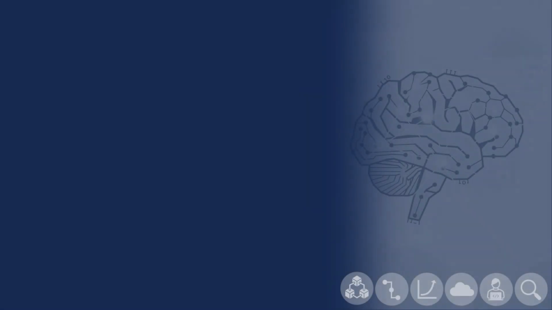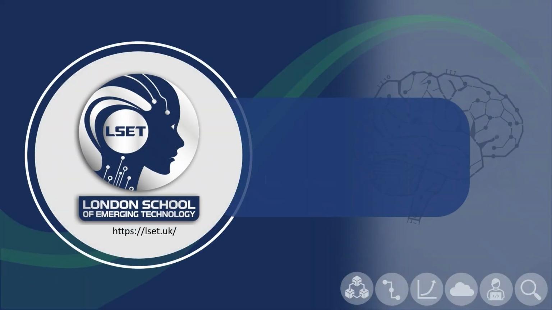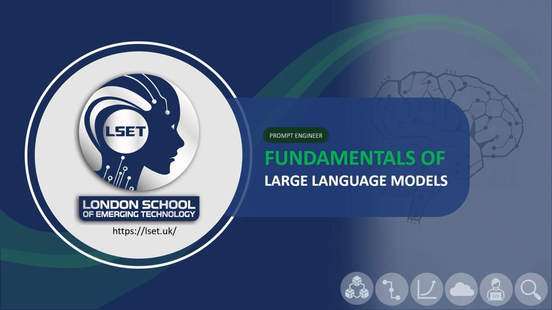Welcome to this module on the fundamentals of large language models. In this lesson, we'll explore how large language models, or LLMs, understand prompts and generate intelligent responses. You'll learn the complete journey of a prompt from the moment you type it, through tokenization, embeddings, transformer layers, attention mechanisms, and next token prediction.